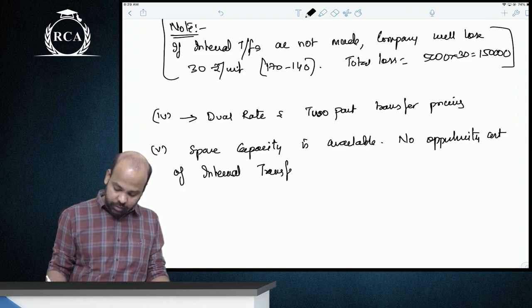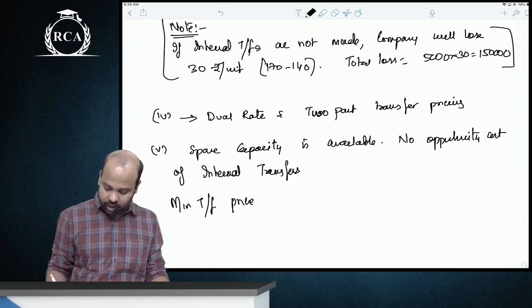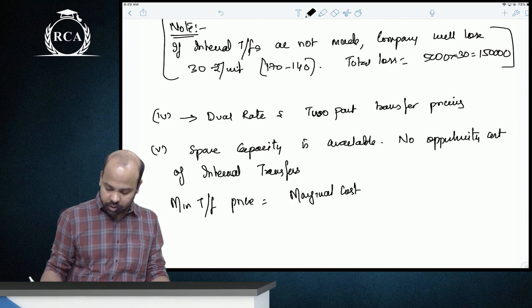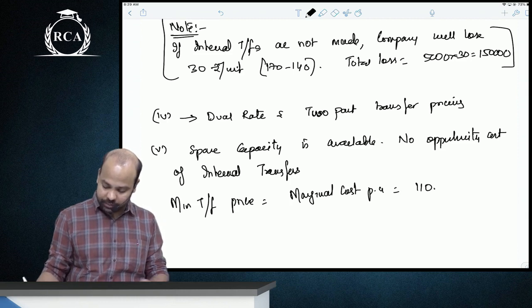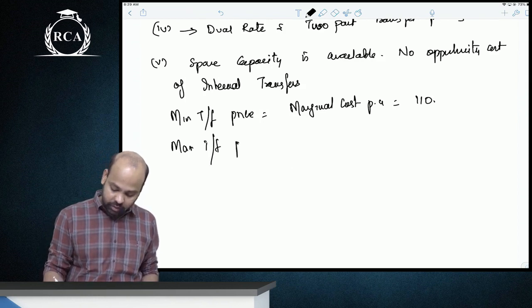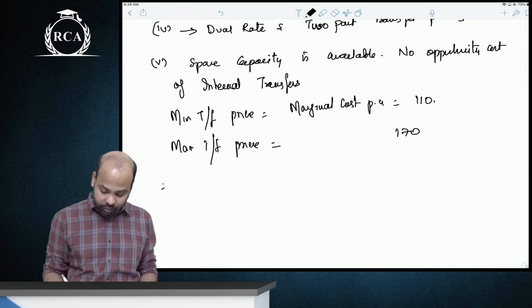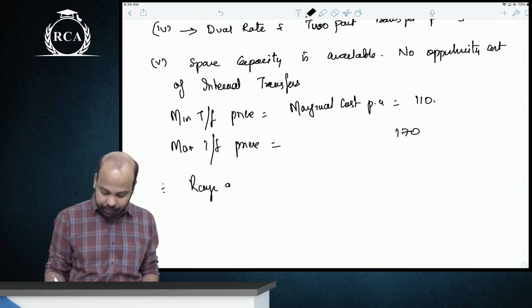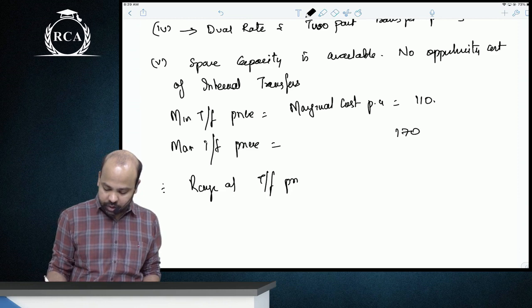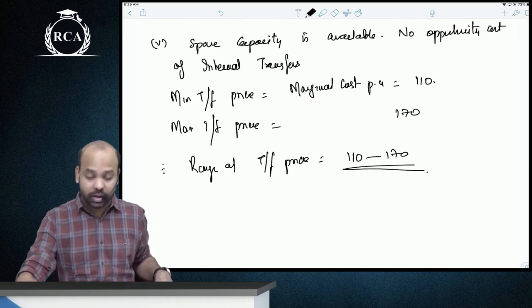Because there is no opportunity cost of internal transfers, your minimum transfer price will directly be equal to your marginal cost per unit, that is 110. Maximum transfer price we have already written, that is 170. Therefore the range of transfer price would now be 110 to 170 rupees. This would be the answer, guys.